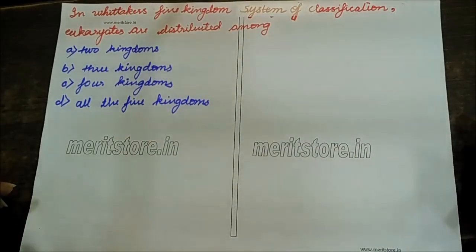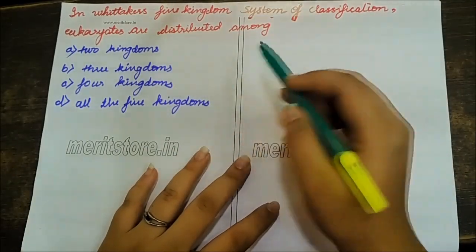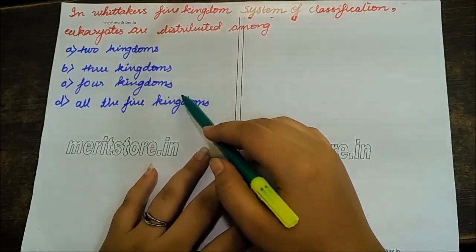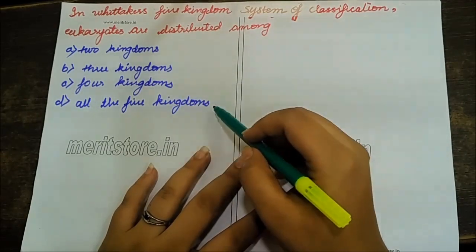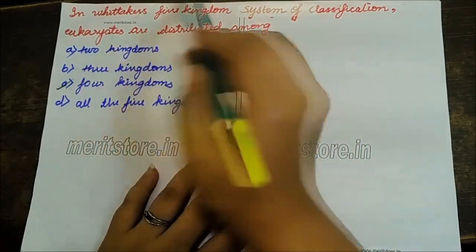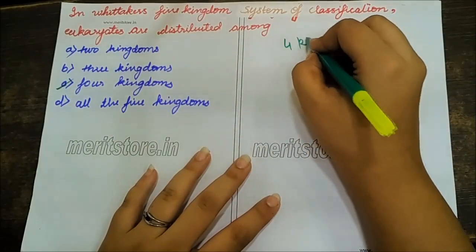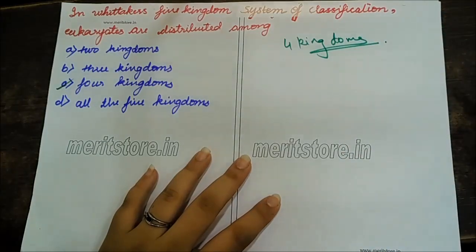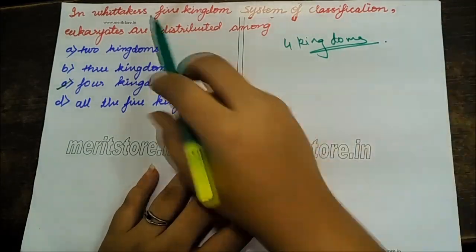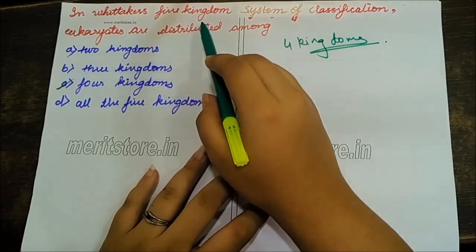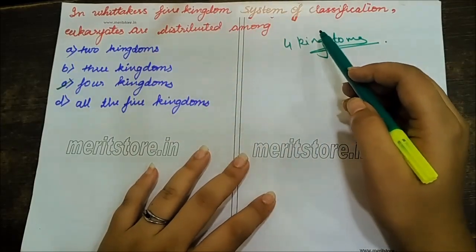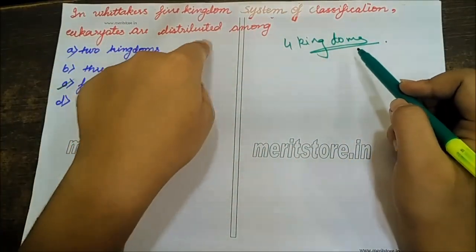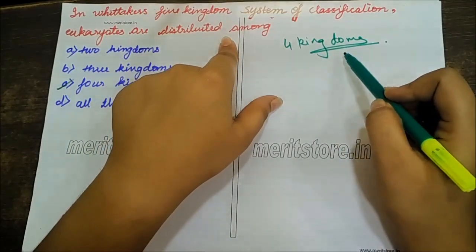Let's move on to the next question. In Whitaker's five kingdom system of classification, eukaryotes are distributed among two kingdoms, three kingdoms, four kingdoms, or all the five kingdoms. And the answer for this is four kingdoms. In Whitaker's five kingdom system of classification, eukaryotes are distributed among four kingdoms.